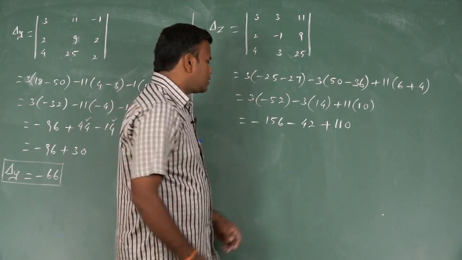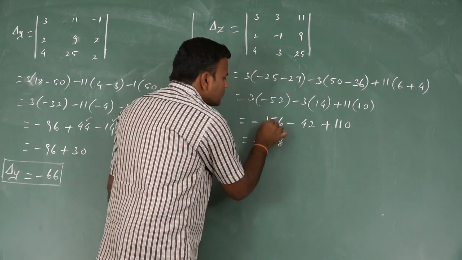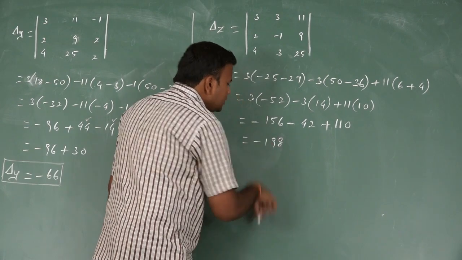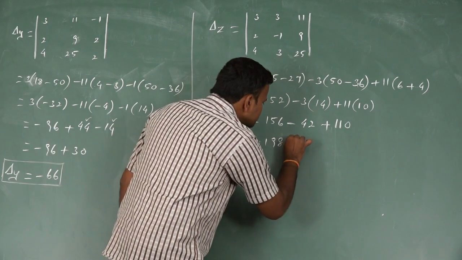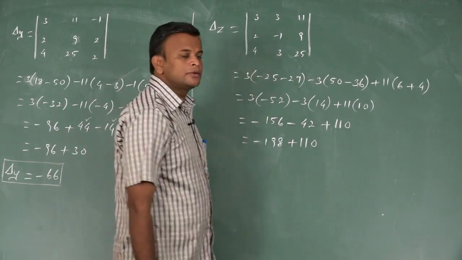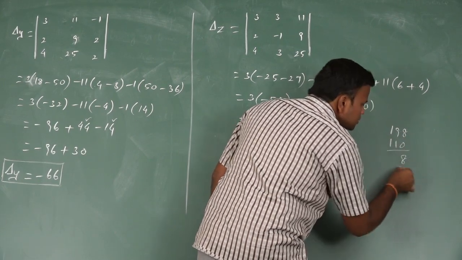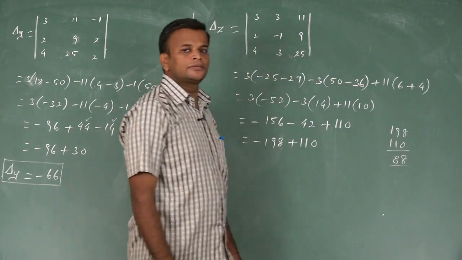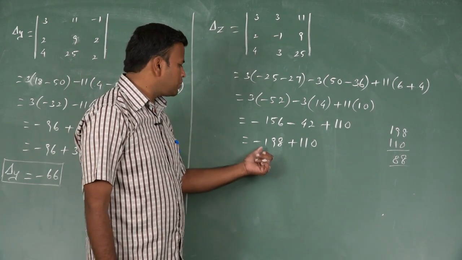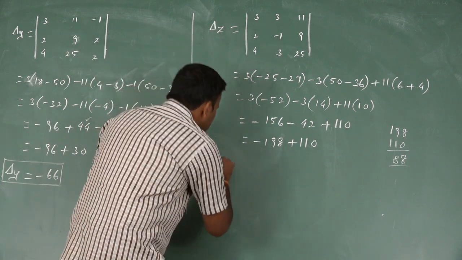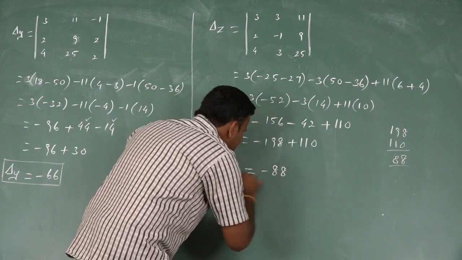First, for these two negative numbers, we get minus 6 2 is 8, 5 plus 4 is 9 and 1, so minus 198 plus 110. 198 minus 110 is 88. Is it plus 88 or minus 88? It is minus 88 because the bigger number's symbol is minus. So the value of del z is minus 88.